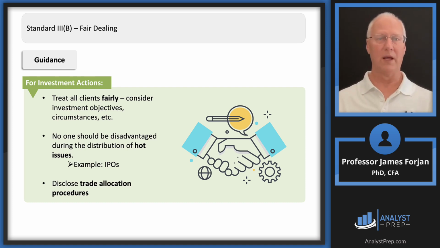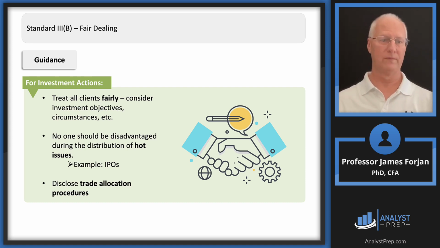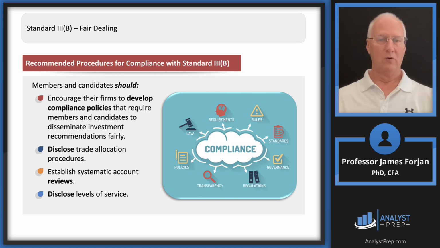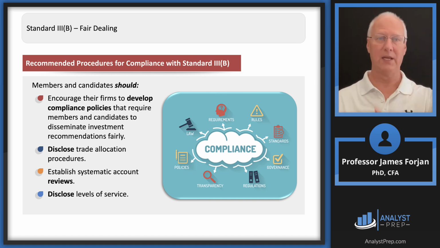Look at the bottom bullet point there. What is the Institute like? They like us to monitor, they like us to disclose, they like us just to make sure everybody knows the rules. Recommended procedures. So notice in the illustration over there, we've got compliance in that cloud in the middle. So what do we need to do? We need to have rules, we need to have standards, we need to have governance, we need to have all of these things as part of our compliance procedure so that we can deal fairly with each one of our clients. It might not be a bad idea for you to take a picture of that little illustration over there to add it to all the pictures that you have.